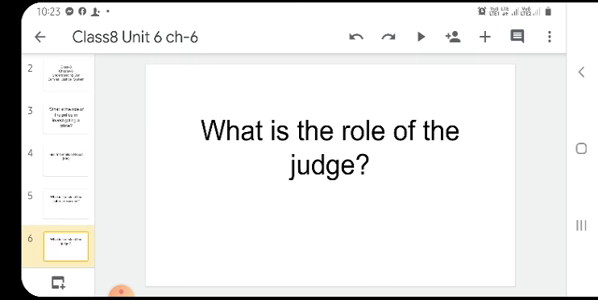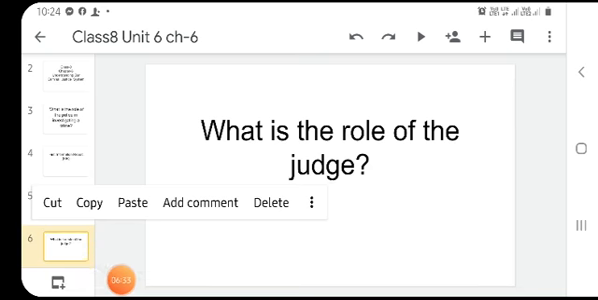Now, what is the role of the judge? The judge is like an umpire in a game and conducts the trial impartially and in an open court. The judge hears all the witnesses and any other evidence presented by the prosecution and the defense. The judge decides whether the accused person is guilty or innocent on the basis of the evidence that is presented and in accordance with the law. And if the accused is convicted, then the judge pronounces the sentence. He may send the person to jail or impose a fine or both depending on what the law prescribes.